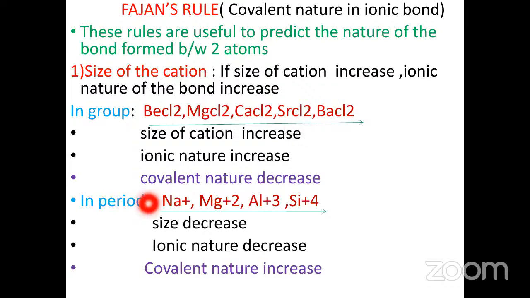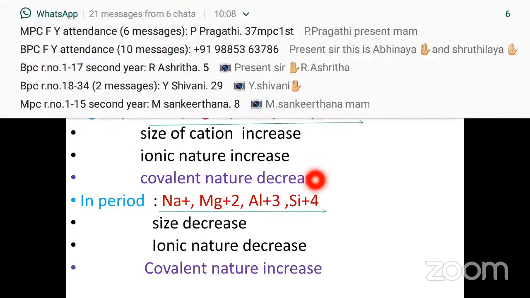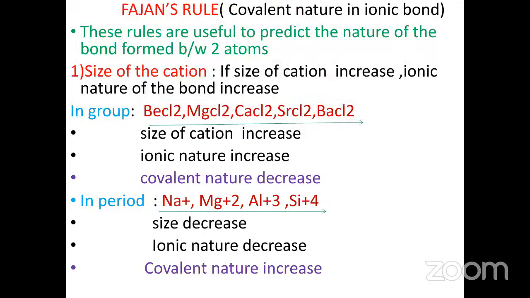Okay. Then in a period, from sodium to silicon, sodium has 1 positive charge, magnesium has 2 positive charges, aluminum has 3 positive charges, and silicon has 4 positive charges. Already I told you in the previous class, if the positive charge increases, what happens, Anna? If the positive charge increases, the size automatically decreases. Yes. So from sodium ion to silicon ion, the positive charges are increasing. When the positive charges increase, the size automatically decreases.